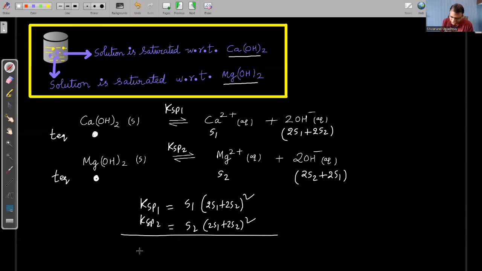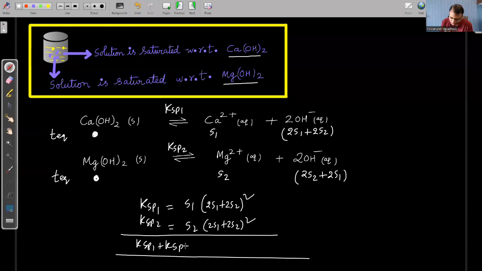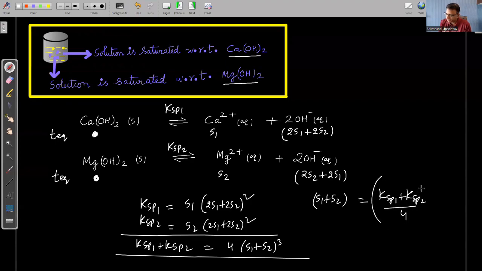whole square. Again, if we add these two, we can write that Ksp1 plus Ksp2 is equal to 4 times (S1 plus S2) whole cube. In this way, we can calculate the concentration of OH minus ion. From here, I can write that S1 plus S2 is equal to (Ksp1 plus Ksp2 divided by 4) to the power 1 by 3. And if I multiply both the left hand side and right hand side by 2, then we can write that this is the concentration of OH minus in this system.